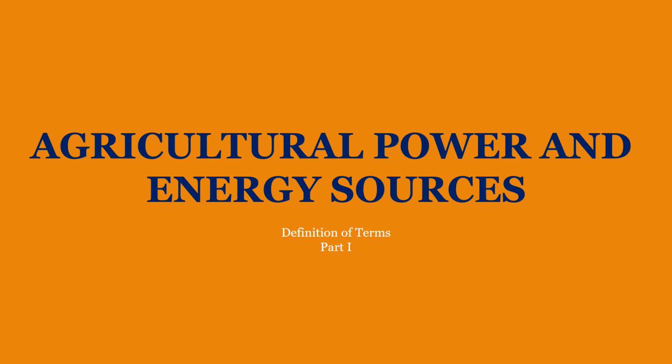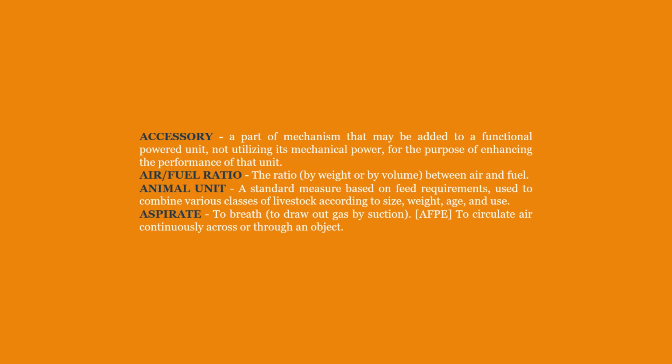This is Agricultural Power and Energy Sources. Definition of terms. Part 1. Accessory. A part of mechanism that may be added to a functional powered unit, not utilizing its mechanical power, for the purpose of enhancing the performance of that unit.